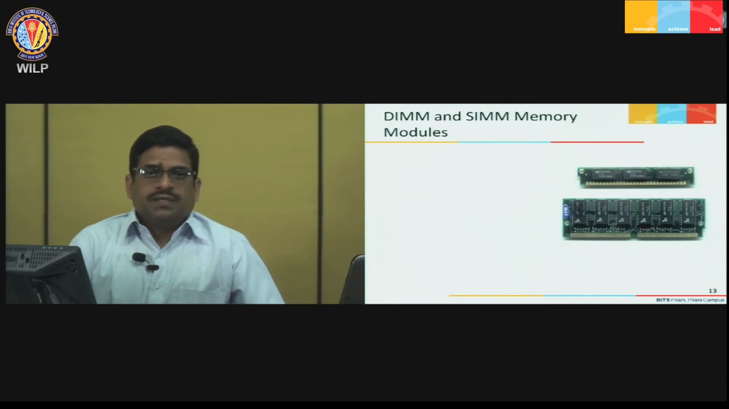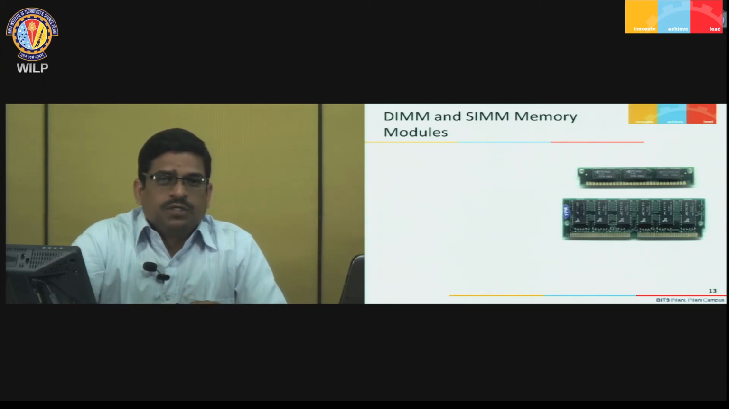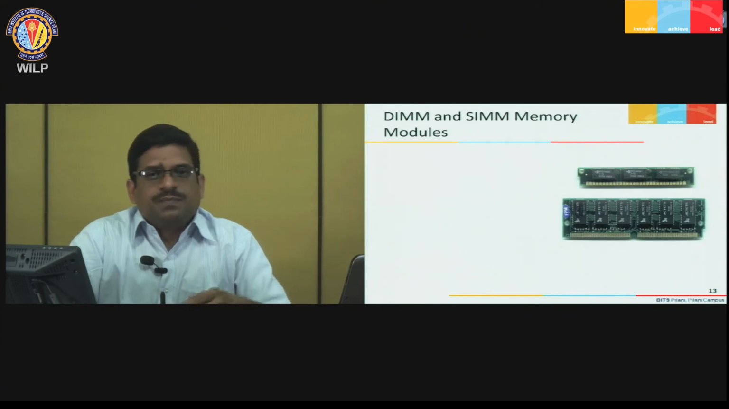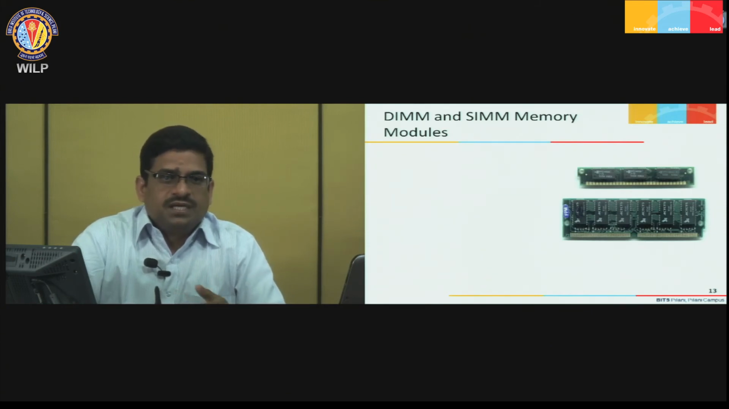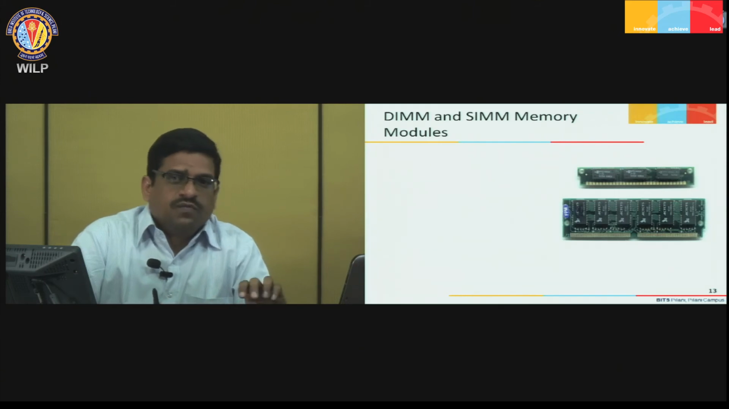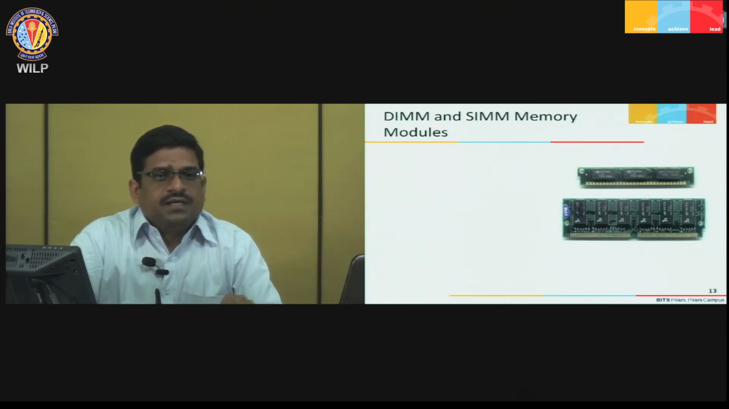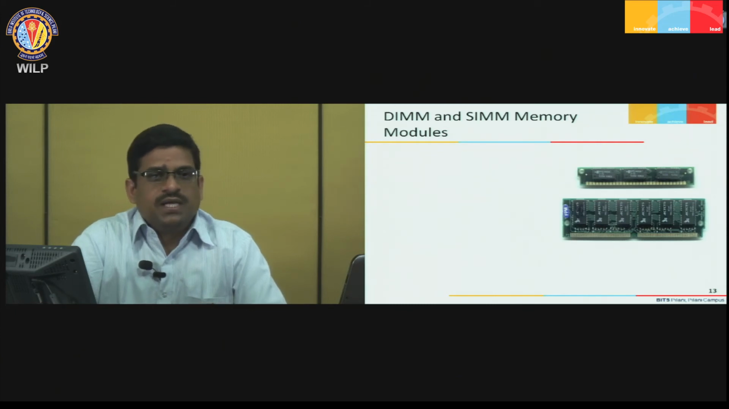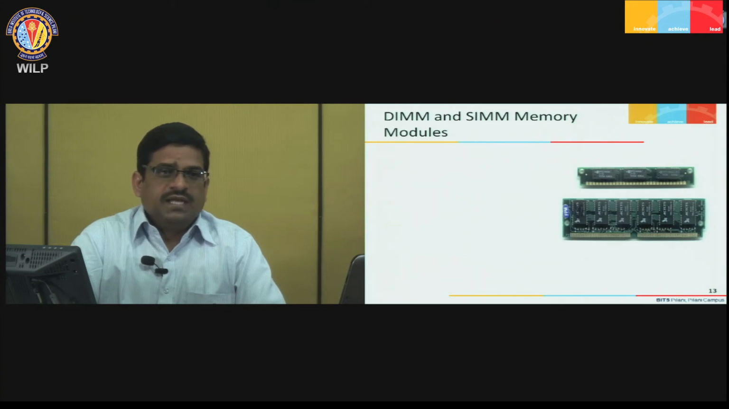So, now look at the popular memory modules. This is the chip organization we have seen. Now, to make a larger size memory, these chips are placed in groups on one silicon chip, and larger memory modules are constructed. The two popular modules commonly used in computers to design the computer memory are DIMM and SIMM. DIMM stands for dual inline memory module and SIMM stands for single inline memory module.